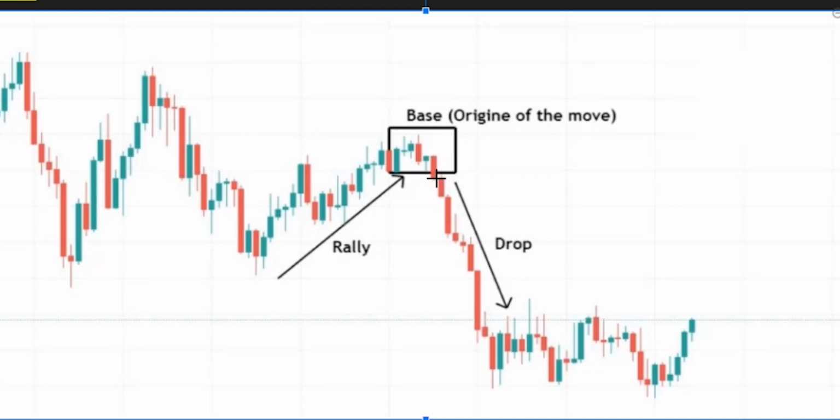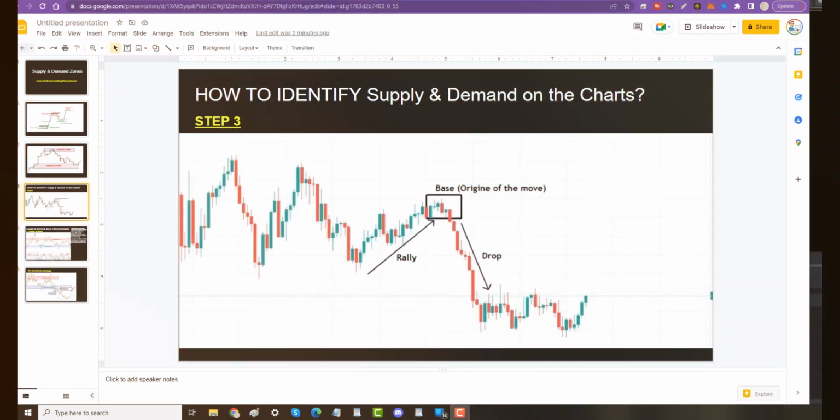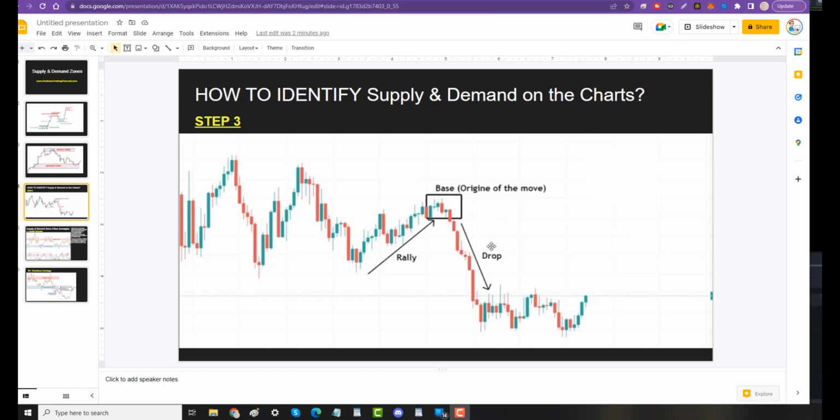Again, it's not that hard to spot. All we need to spot are these zones, okay? Now, this is the origin we need to form the base of the supply zone. This base will help us draw the zone.